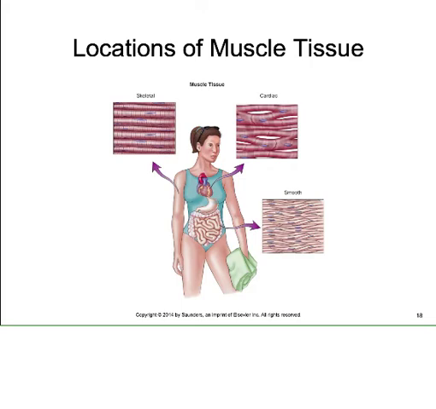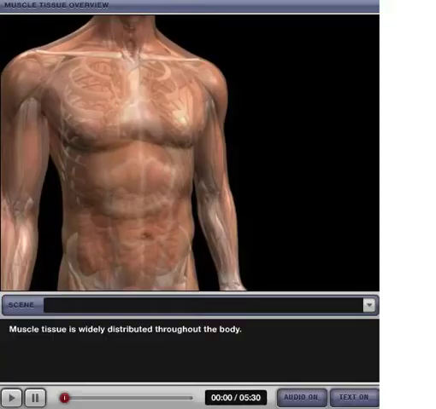So you can see the different types of muscle tissue here and what they look like under the scope. And they're all designed just to turn chemical energy into the energy of movement.